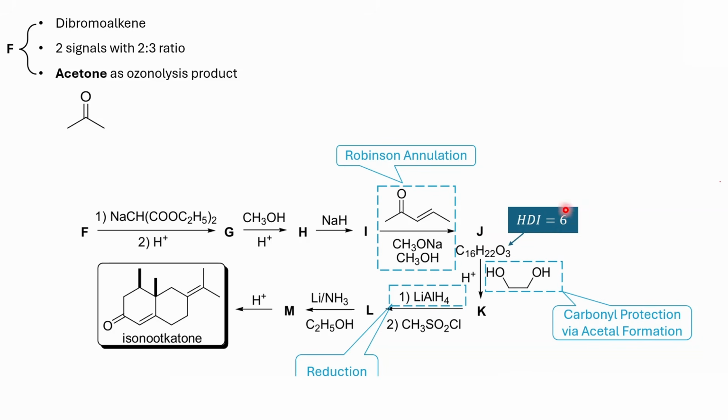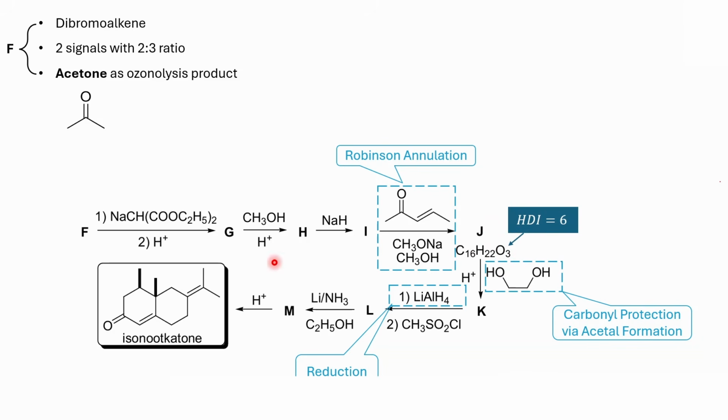And usually, when you have an HDI of 6, which is higher than 4, we say, oh, it has an aromatic ring, right? But here we can see that it's a Robinson annulation. We probably get our 2 annulated rings already in J, so we don't have any aromatic ring. So all 6 come from the double bonds and rings. Anyway, this is the information we can get from the molecular formula of J.